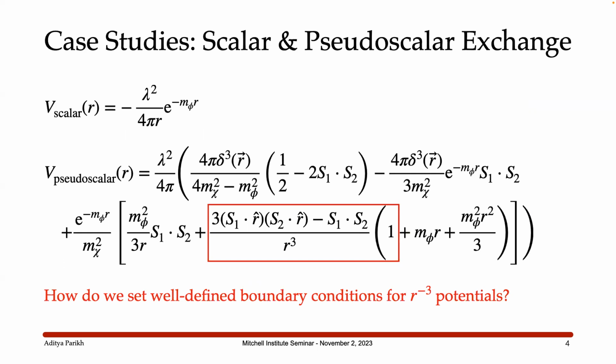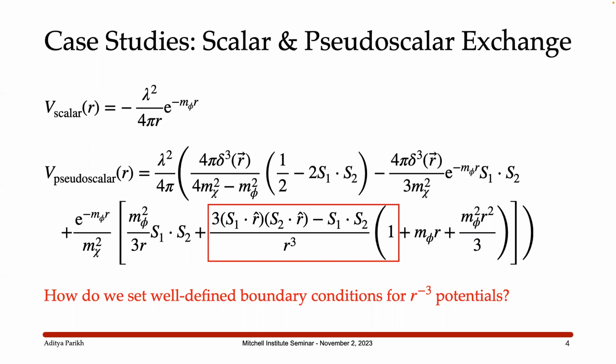So you get delta function terms, which I've omitted here. There's S-channel delta function terms. There's also delta function terms that arise from the T-channel exchange. And more importantly, there's this 1 over R cubed potential here, and that's going to be the biggest source of pathologies that we're going to have to deal with, right?